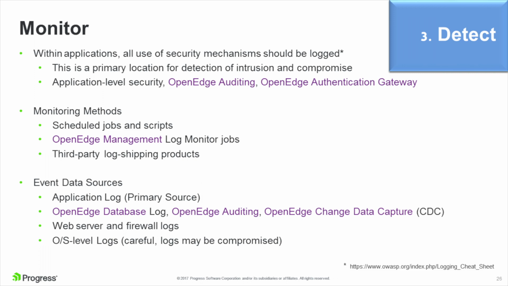Aside from your application logs, which should be your primary area, your primary event data sources are OpenEdge database logs and the OpenEdge auditing data. How about the OpenEdge change data capture data sets? Web server and firewall logs can also be included as your data sources, but be careful about operating system level logs, as well as web server or firewall logs, as they're subject to compromise.